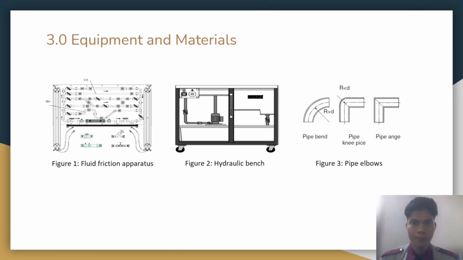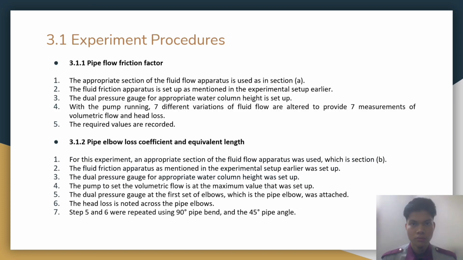For this slide, it shows the equipment and material that we use for the experiment. We use fluid friction apparatus, hydraulic bench, and pipe elbows, as shown in the figure above. Now, I'm going to explain about the experiment procedure. For the first procedure, pipe flow friction factor.